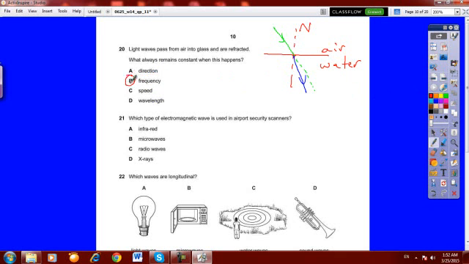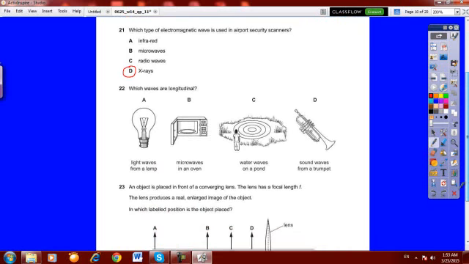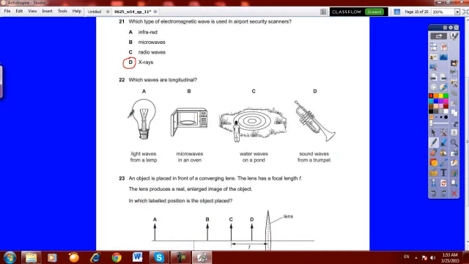Number 21. Which type of electromagnetic waves is used in airport security scanners? It is D. X-rays. 22. Which waves are longitudinal? This is an electromagnetic wave, so transverse. Light wave, which is also electromagnetic, transverse. And water waves on a pond, also transverse. Only sound wave is longitudinal, so also D.